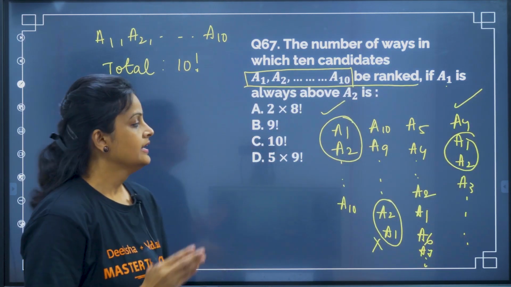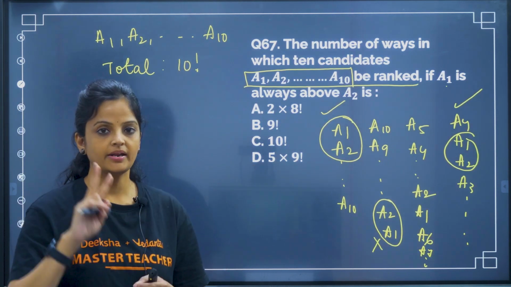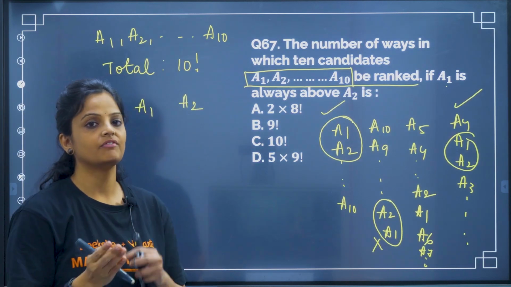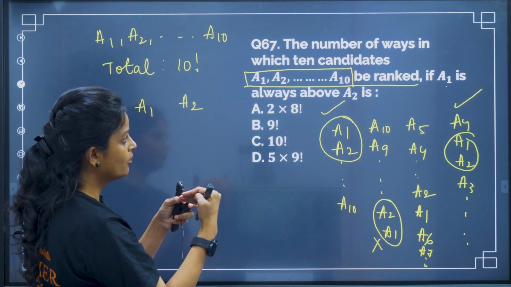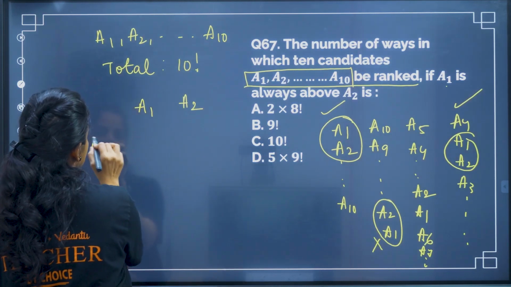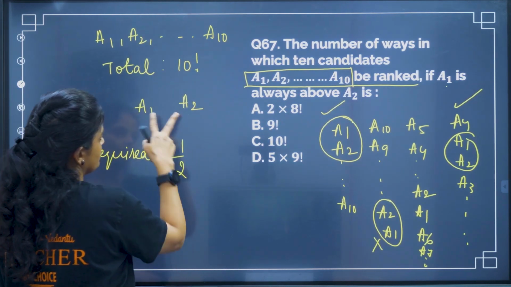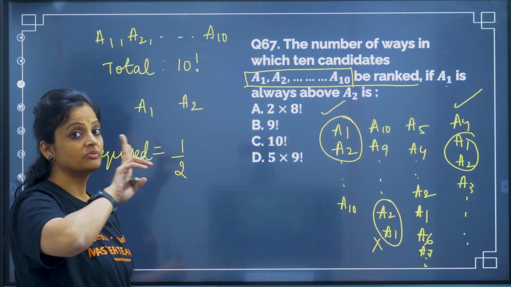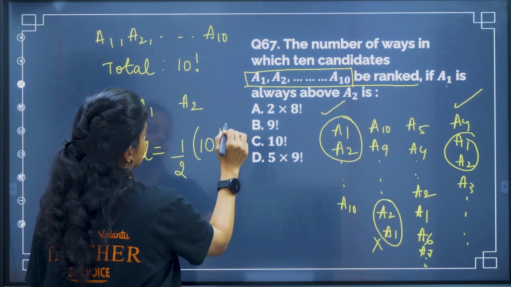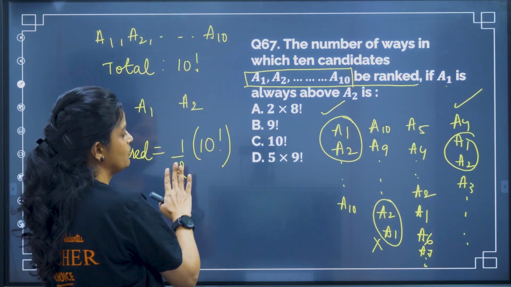Are you following? If I consider like this, how many candidates we are comparing? Only two, that is A1 and A2. The comparison is between A1 and A2. A2 has to be below A1, or you can tell that A1 has to be above A2. So always the required number of ways will be 1 by 2, because we have two people here, comparison are between two. So short way or shortcut to write that is this: total divided by 2. That's all. Total divided by 2.